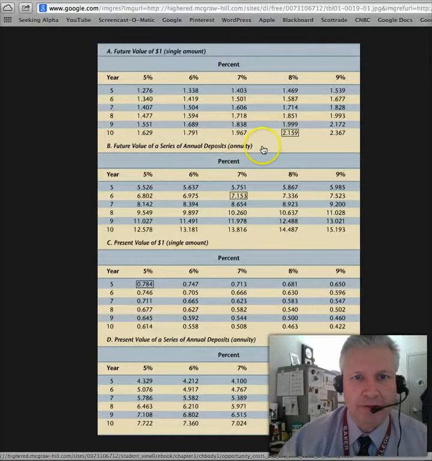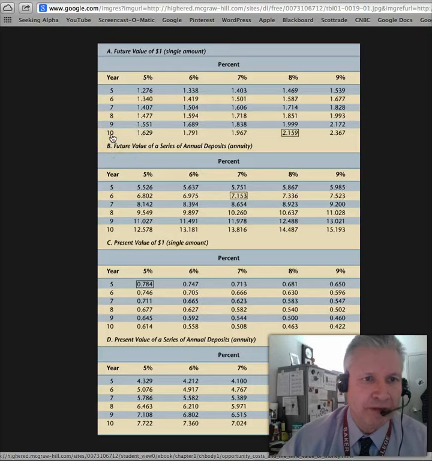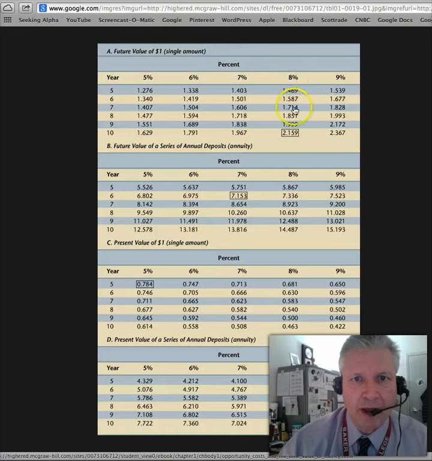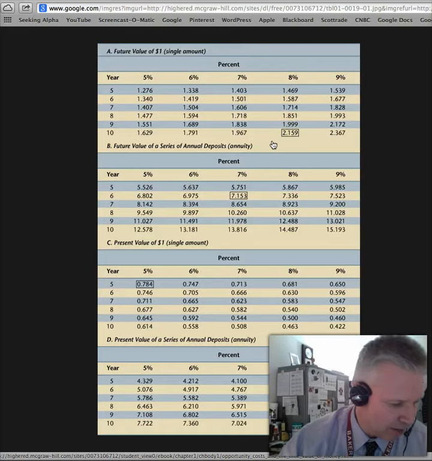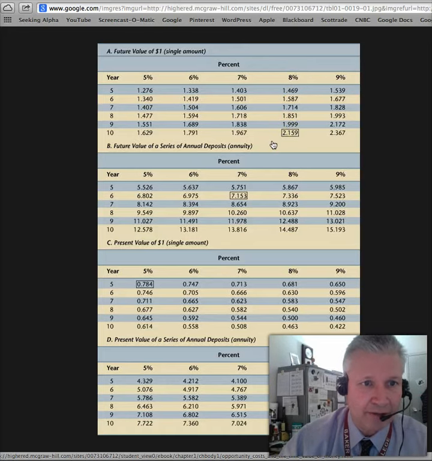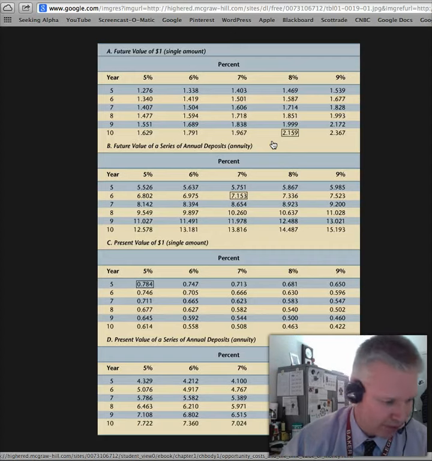So what this means is if I had $5,000, I invest it for 10 years and I can earn 8%, I will make $10,795. That's what that money will grow to.